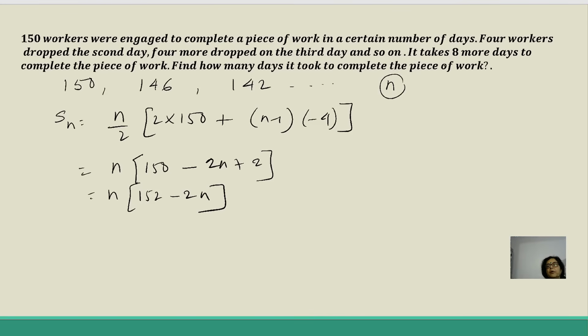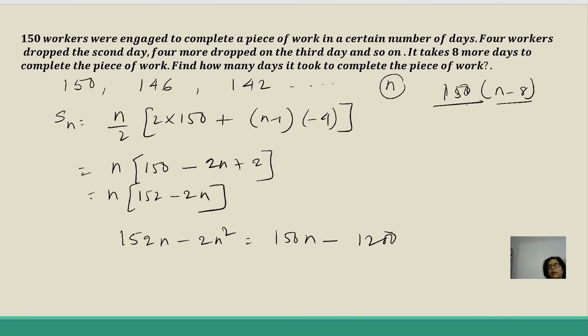Now, if we take the number of workers working 150 all the time, in that case, they will complete the work in 8 fewer days than if they are dropping. So I have assumed n days when they are dropping. So obviously, if all the workers are working together, the work will get finished in n minus 8. So this is the work done when all the workers are working together. This is the time and this is the number of workers. So both of them will be equal. So equating the two, 152n minus 2n square is equal to the total work done, which is 150 into (n minus 8), that is 150n minus 1200.